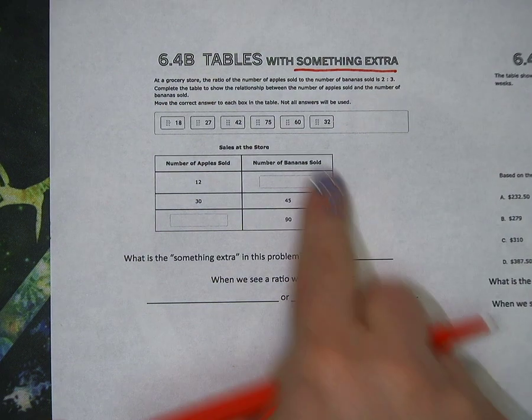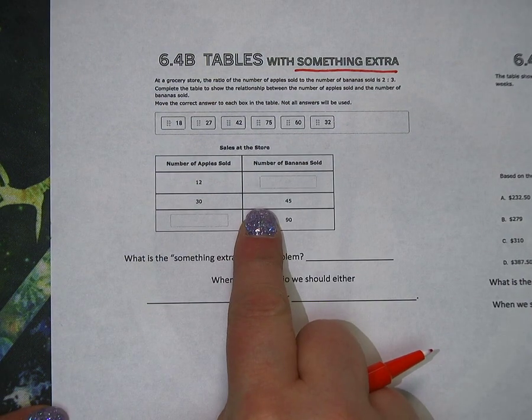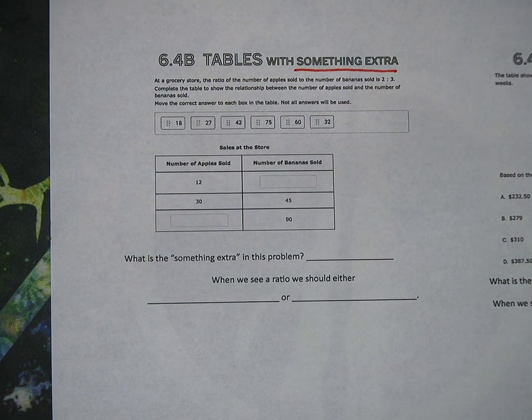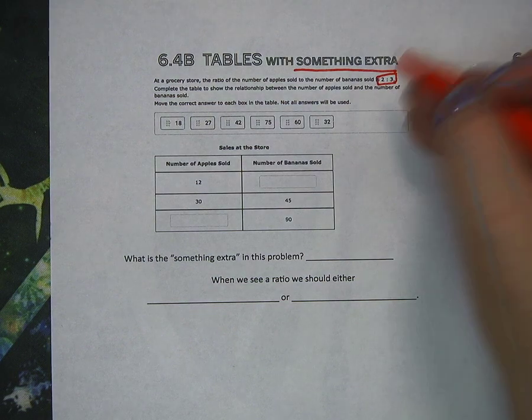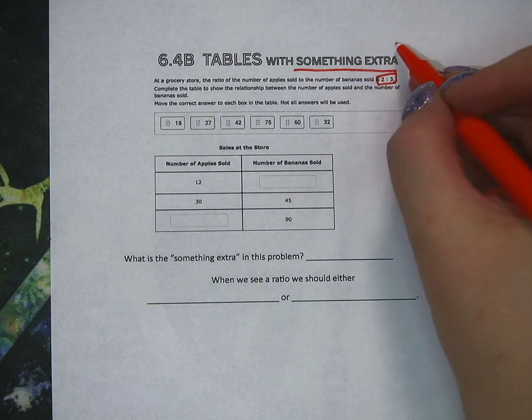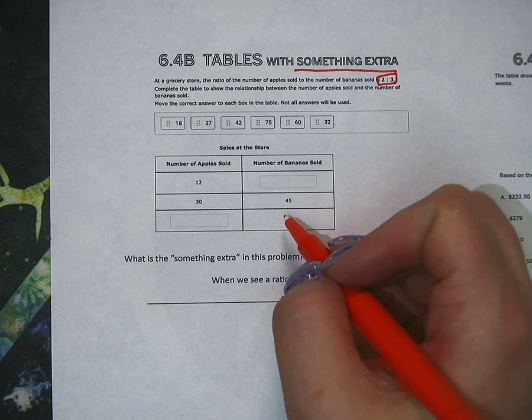Okay, so clearly I have a table, right? And I'm reading through my problem. It says at a grocery store, the ratio of the number of apples sold to the number of bananas sold is 2 to 3. So that's some extra in my problem that's outside of the table, okay?